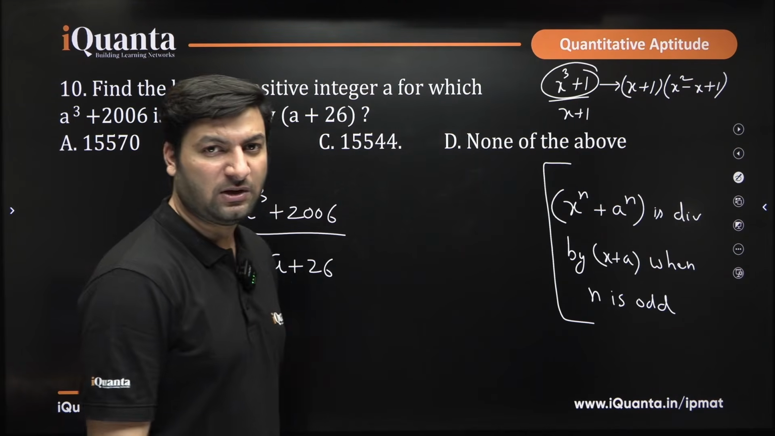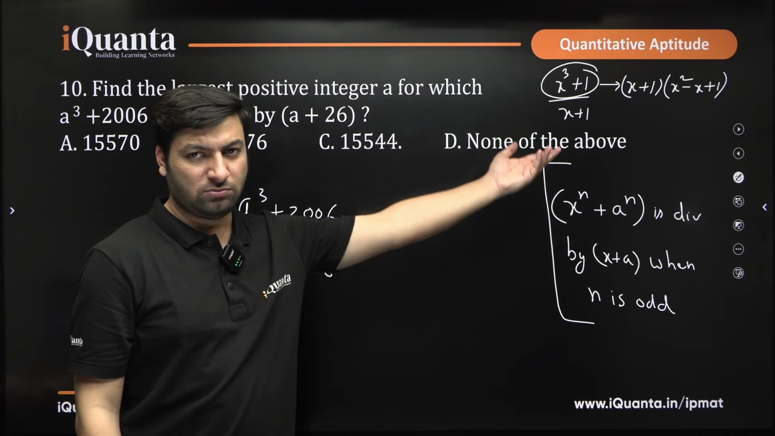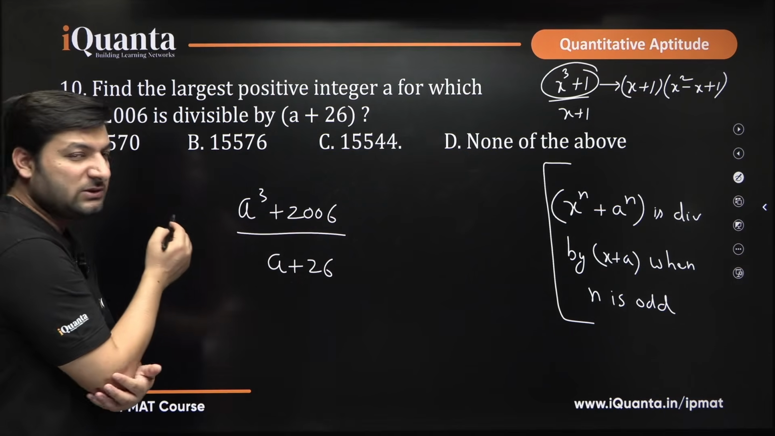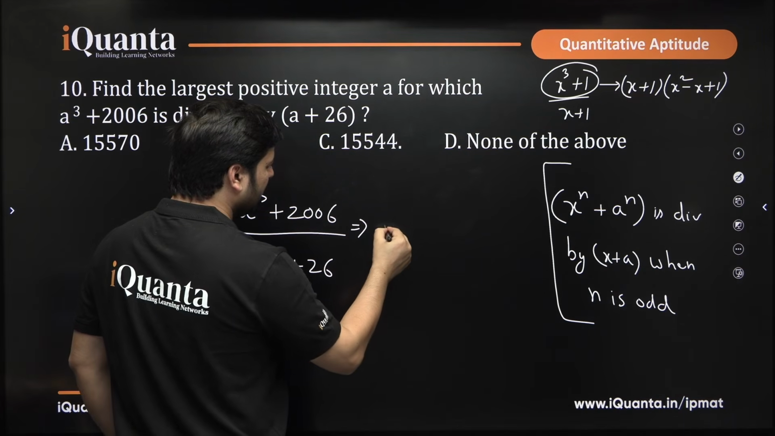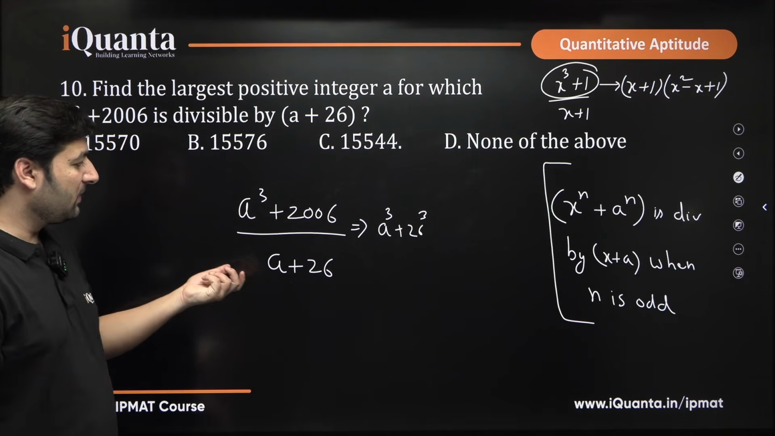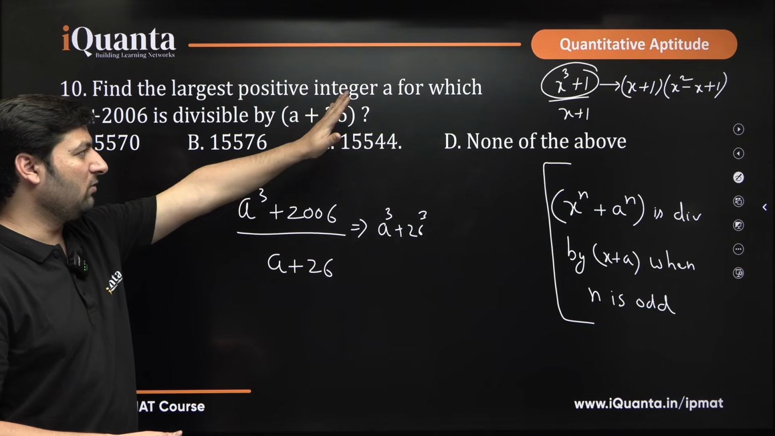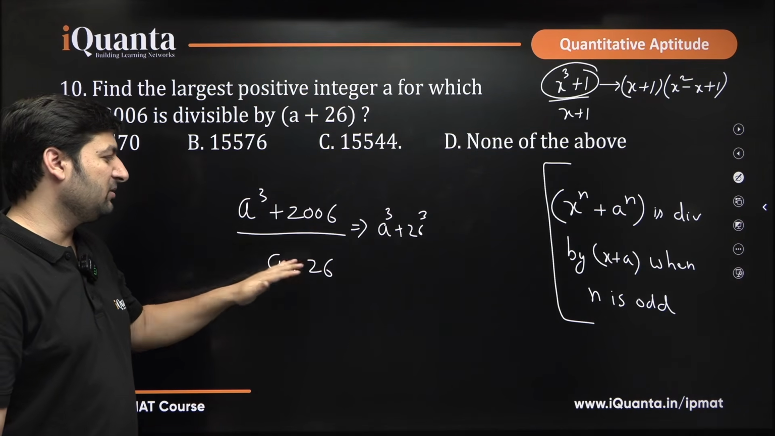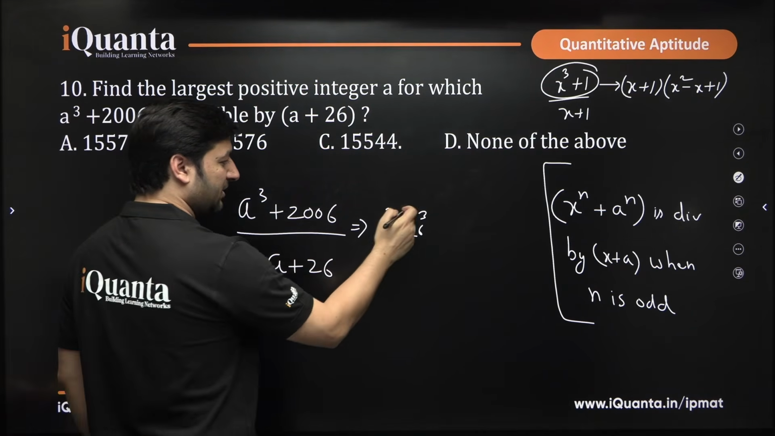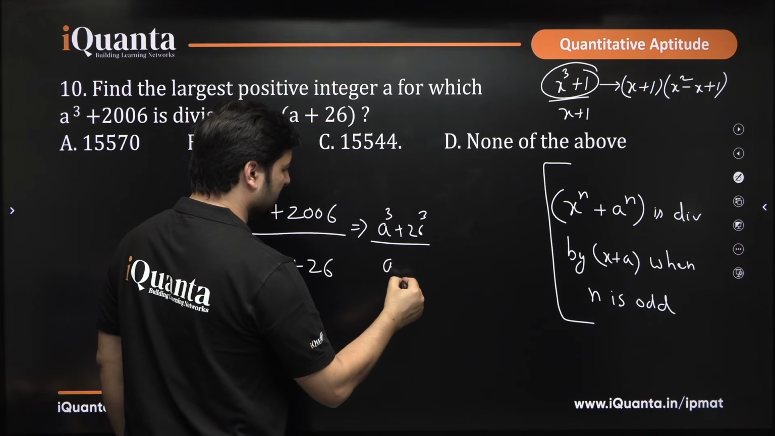I hope you remember the formula. Do remember all the identities, okay. There are a lot of questions where identities are used. So, I can say that yes, this is also a cube plus 2006 divided by a plus 26. So, can I say a cube plus 26 cube, what am I doing? I have to find the biggest positive value of a, an integer, for which this is divisible by this. I know a rule that if a cube plus 26 cube would have been there in the numerator, it would have surely been divisible by a plus 26.